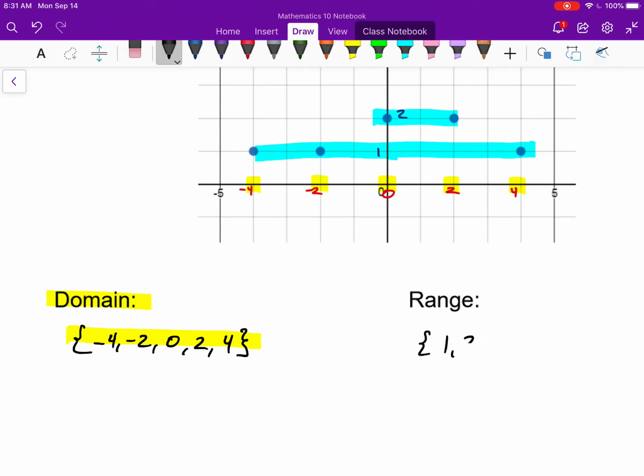So the range is just 1 and 2, and not in between. So again, in between 1 and 2 on the y-axis, there's nothing there. It's an empty graph. Okay, so discrete points lead to domain and range that are a list. Continuous points lead to an interval, which you can't list out. Let's get to the next one.